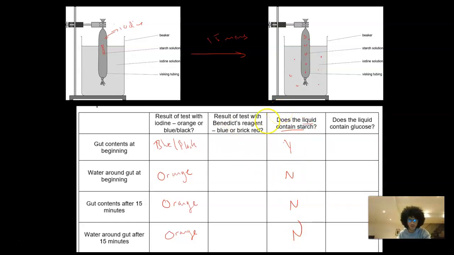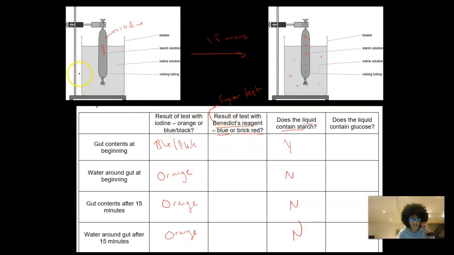Now, what you can also do is add Benedict's reagent. Benedict's reagent is a really good test to see if something contains sugar, such as glucose. So it's basically like a sugar test. And if it's blue, there's no sugar. If it's brick red, there is sugar.